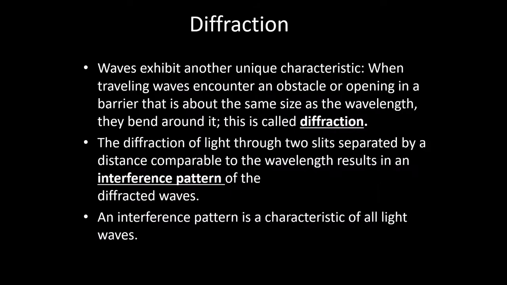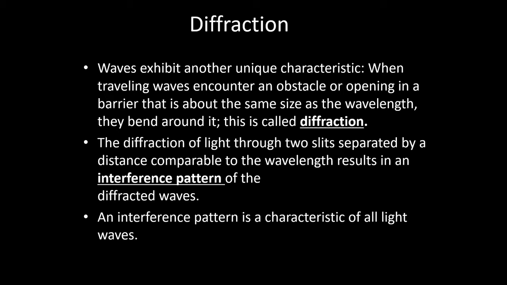So waves are going to exhibit another unique characteristic. When you have traveling waves and they encounter an obstacle or an opening in a barrier that is about the same size as the wavelength of that wave, then they will bend around that. And so this is, again, either an obstacle or an opening that's about the same size as the wavelength itself. This is what we call diffraction.